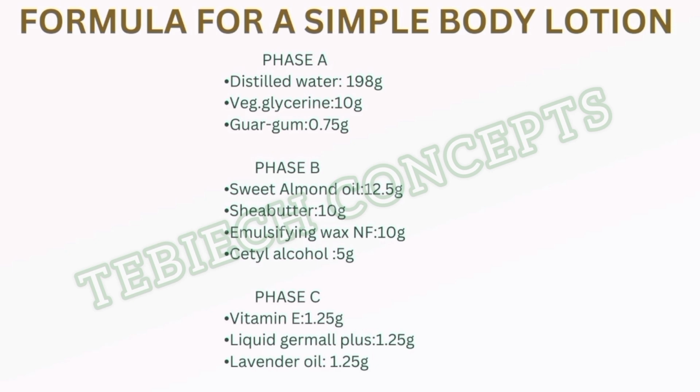So the single ingredient we are talking about here, if you look at this next slide, we have a simple body lotion, and our single ingredients are listed accordingly. We have vegetable glycerin, distilled water, guar gum, shea butter, almond oil, emulsifying wax NF, cetyl alcohol, and all the others. Those are the single ingredients. So you are listing them out one after the other.